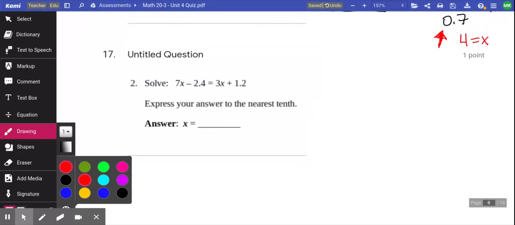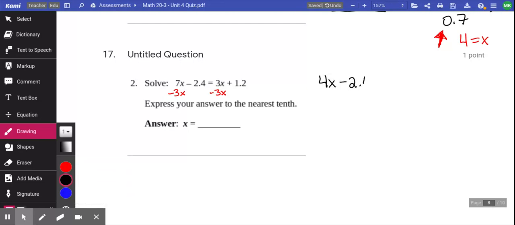All right, this one. We have x's on both sides, right? So I need to move my x's over. I'm going to subtract 3x from the right side to the left side so that my x's are on one side of the equal sign. That would leave me with 4x on the left minus 2.4 equals 1.2.